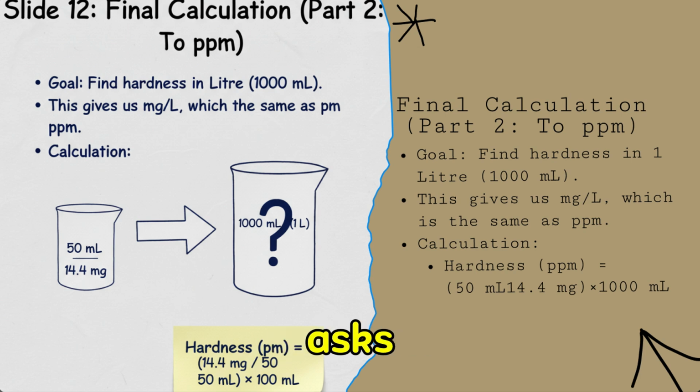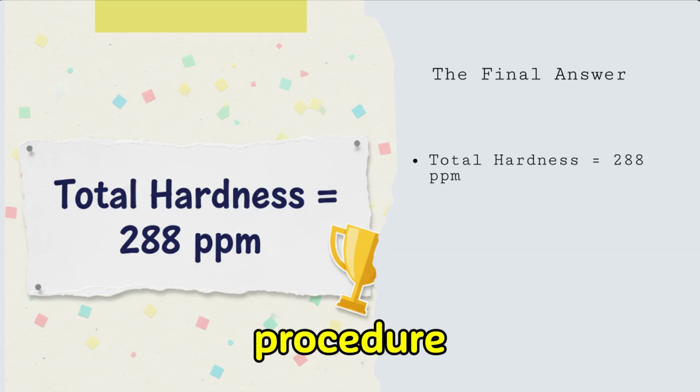But the question asks for the answer in parts per million, or ppm. Remember, 1 ppm is the same as 1 milligram per liter. So we need to figure out how much hardness would be in a full liter of this water. If 50 milliliters of water contains 14.4 milligrams of hardness, then 1,000 milliliters, or 1 liter, would contain 288 milligrams, and since milligrams per liter is the same as parts per million, that is our final answer. By following the procedure, we've successfully measured the hardness of our water sample.